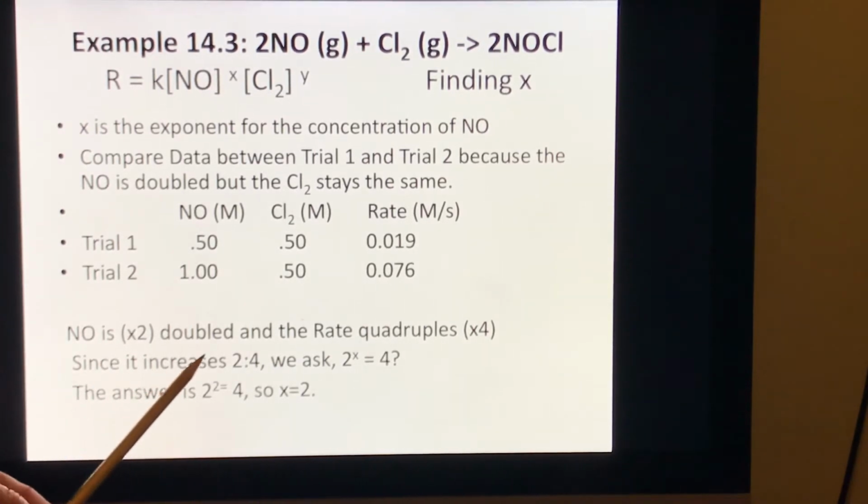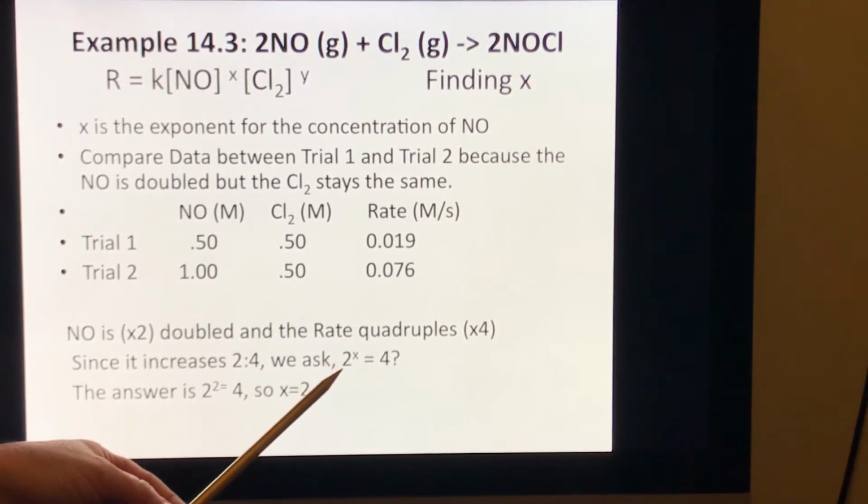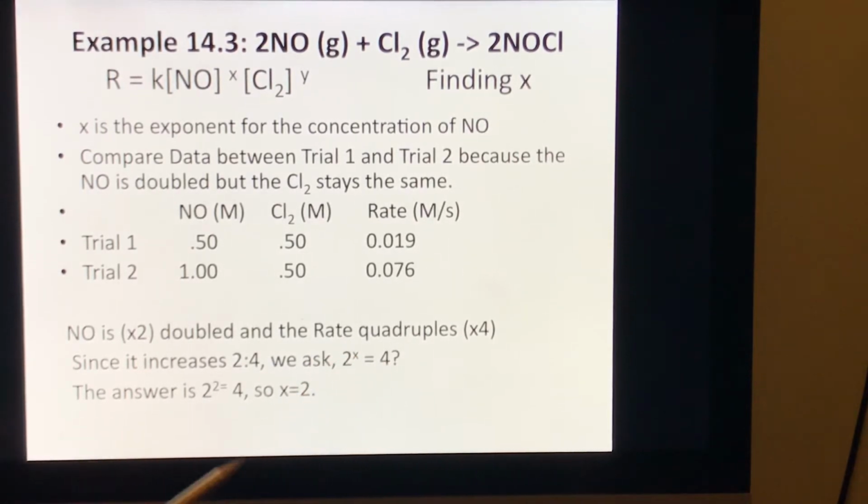And so since it increases from a 2-fold to a 4-fold, the question is asked, to what power do we raise 2 to get 4? So in other words, the answer would be 2 squared, or 2 to the second power is 4. So X equals 2 because of this 2 here.